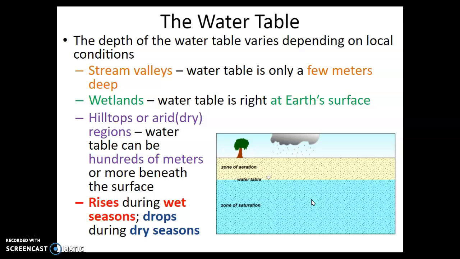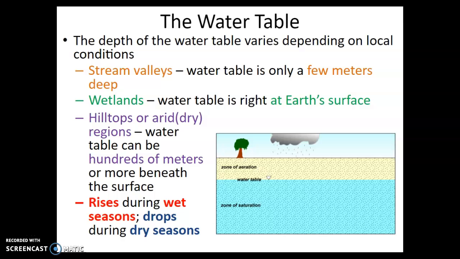So the depth of the water table, so how deep the water table is, will depend on different conditions, depending on which area you're in. So stream valleys, so like in a stream valley area, the water table would only be a few meters deep, so not very deep at all.